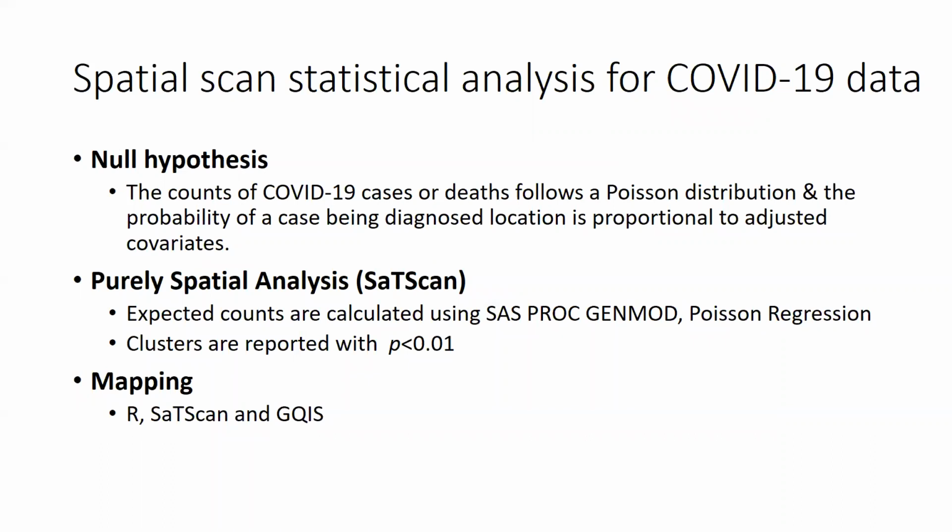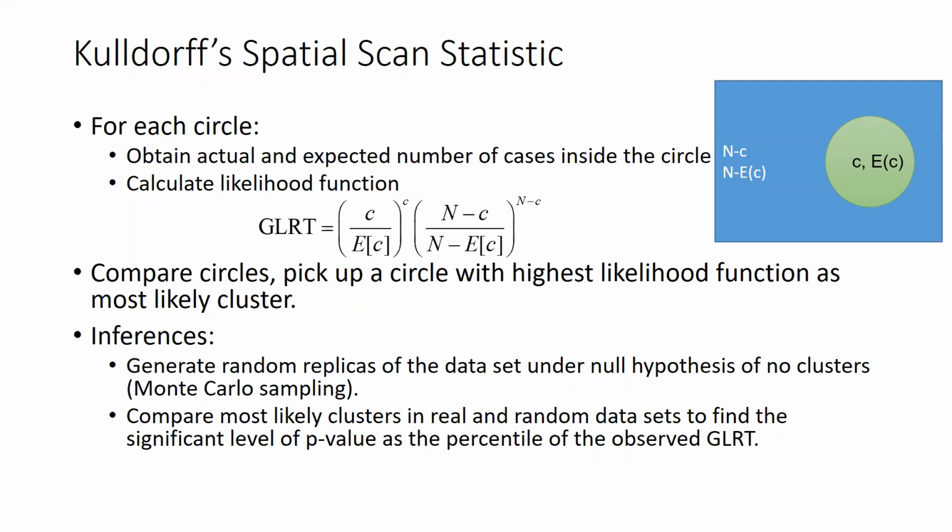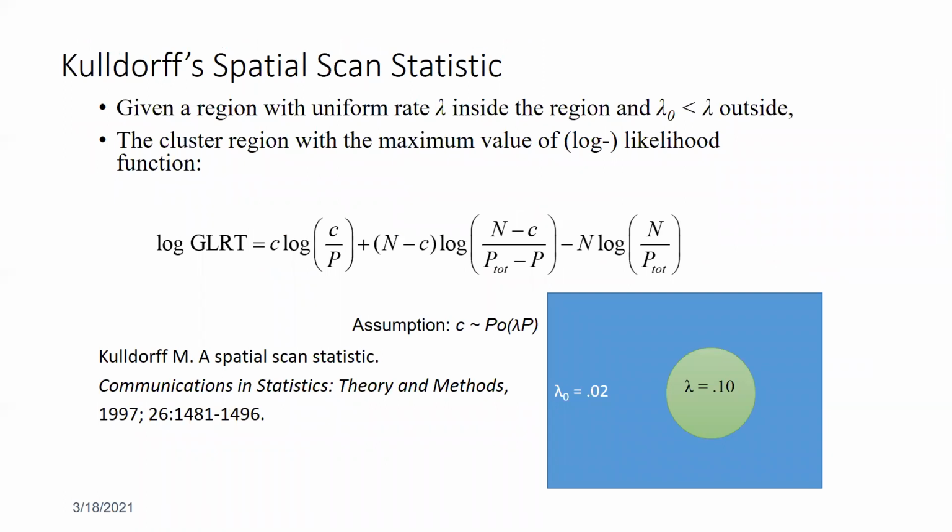Now next, we're going to use a spatial scan statistic developed by Kulldorff in his 1997 article to identify the geographic clusterings using a moving window on the study regions. The idea of the Kulldorff spatial scan statistic is to move windows over the study region, calculate the likelihood function for each window and compare windows, picking the window with the highest likelihood function as the most likely cluster. For the count data, the COVID-19 cases and the death count, we choose the Poisson distribution.